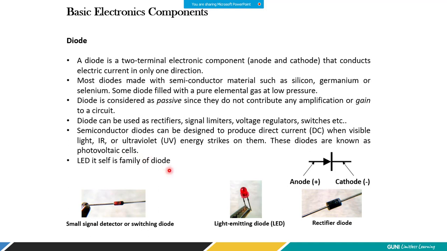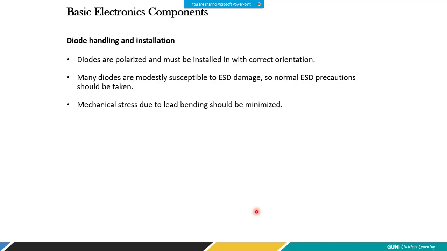So LED is itself a family of diodes. So LED is an example of a diode, right? आप घर हमेशा बोलते हो घर में कि LED लाइट लानी है, ये लाना है. So basically it has a lot of small LEDs, right?